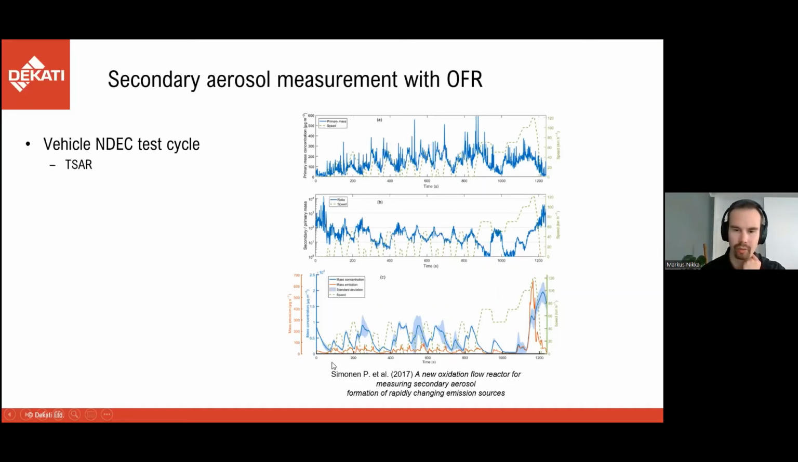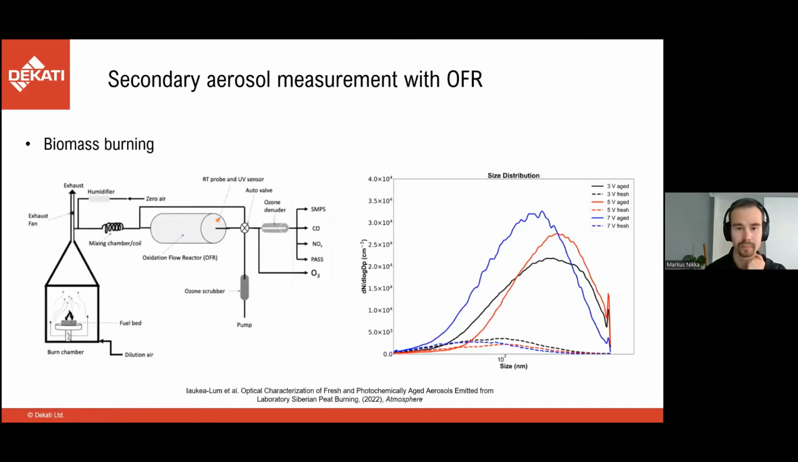And if we only look at the mass concentration of the secondary aerosol and compare it to the engine cycle, we see nice correlation between the mass concentration peaks and the vehicle speed here, which describes the good time response of the Char reactor.